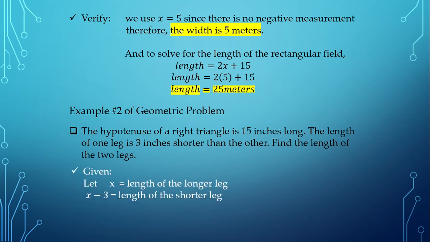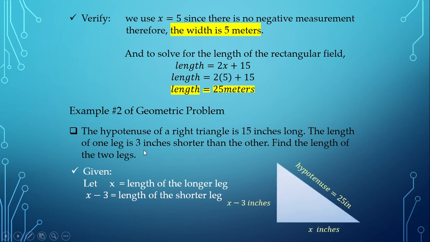Okay, representation given. The hypotenuse of a right triangle. Where can we see the hypotenuse? Okay, there is one. To make it clear, the hypotenuse of a right triangle is 15 inches long. So hypotenuse, the longest side. 15 inches long. Here it says 25 inches long. So what should this be? Okay, correction.